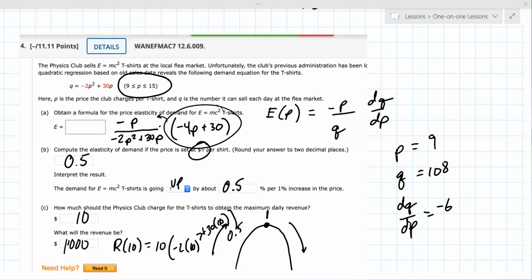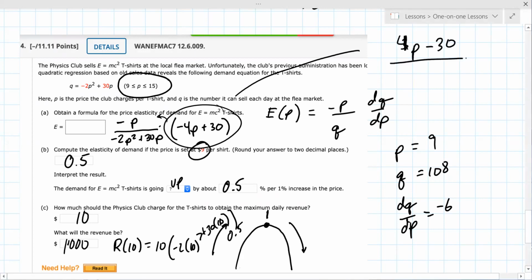You can factor out a p. The simplified version of it is this p cancels with each of these, and that negative goes in. So it'd be like 4p minus 30 over minus 2p plus 30. I mean, you can do some more simplifying there.